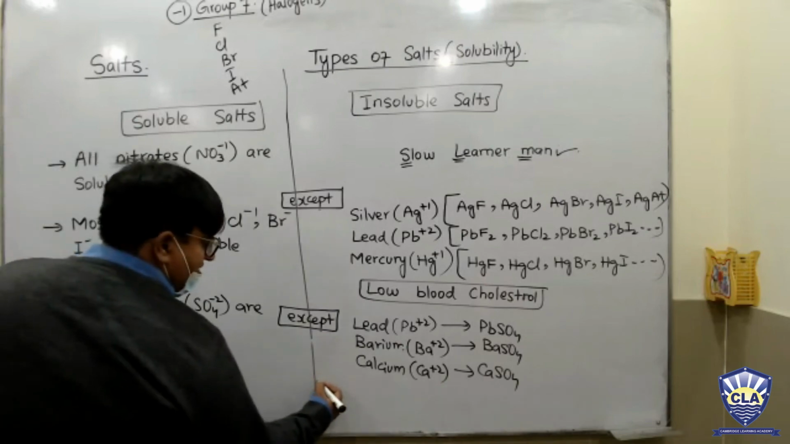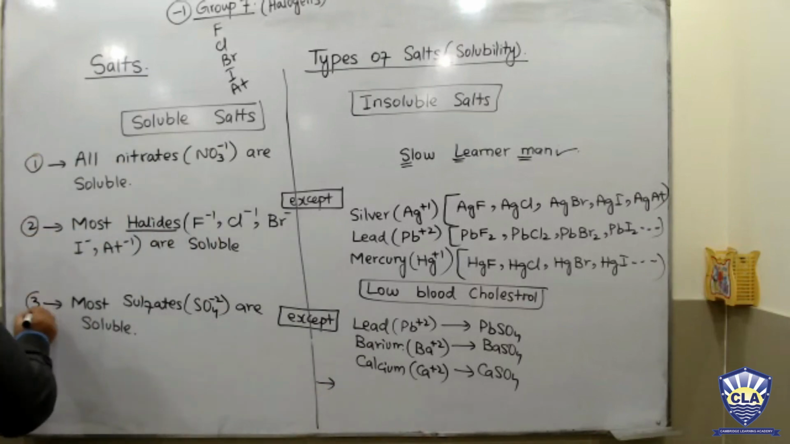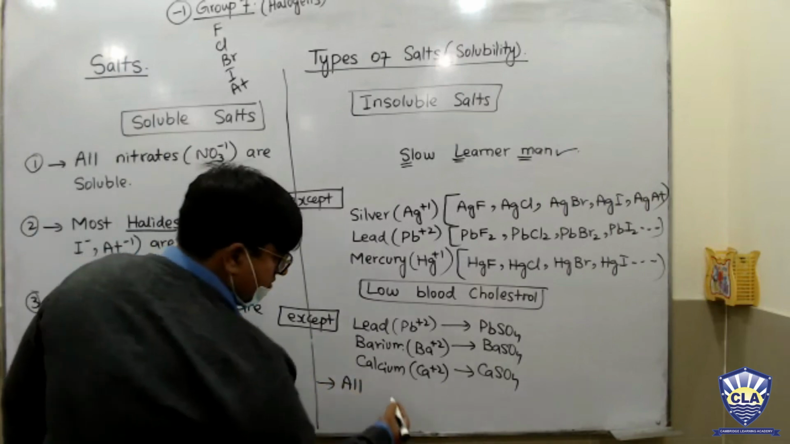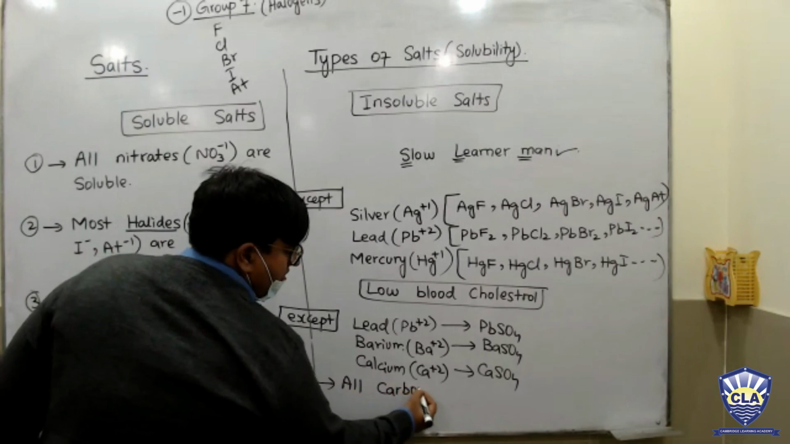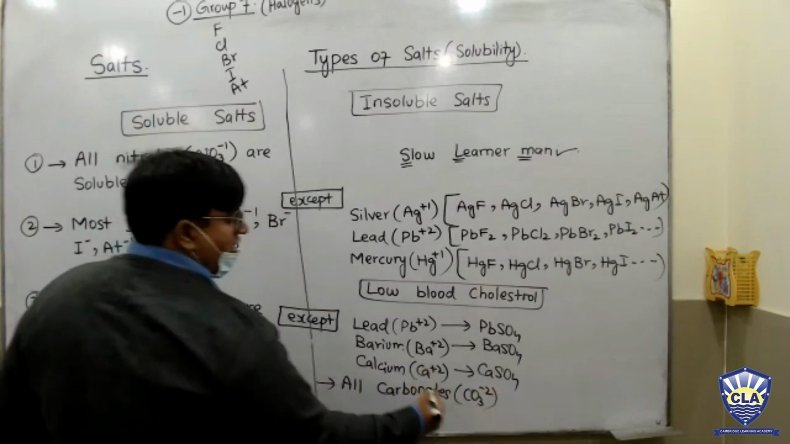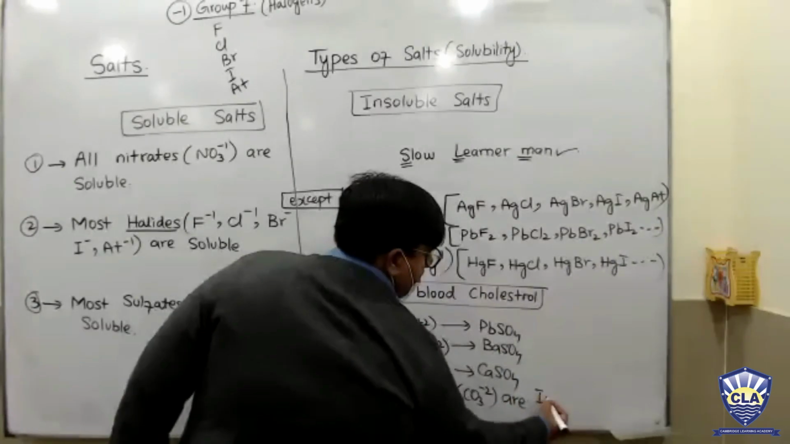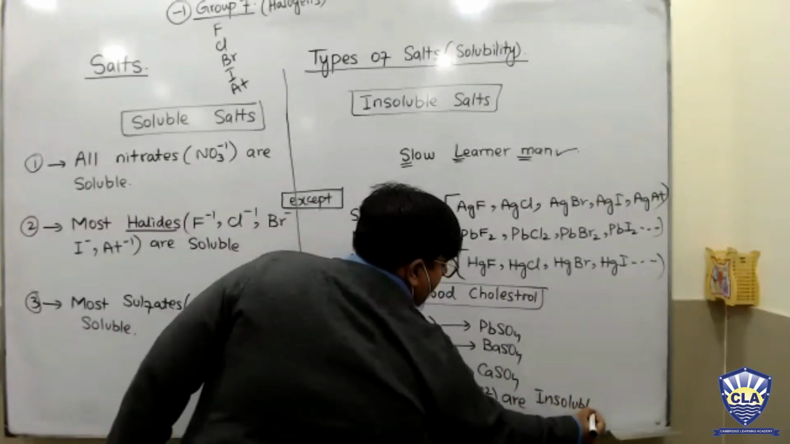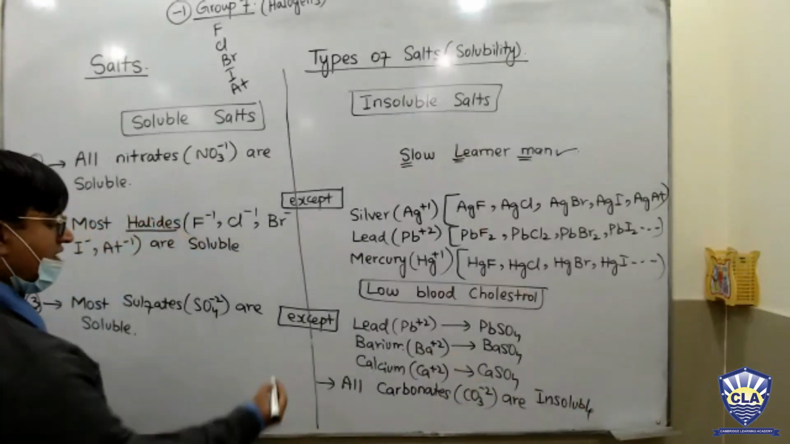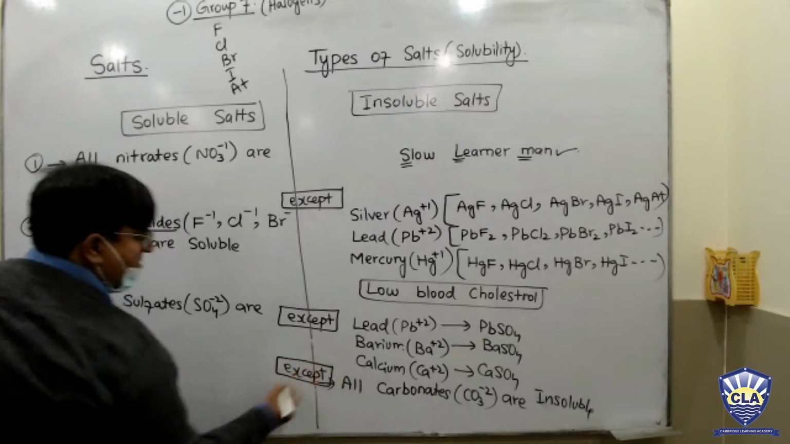Okay, the last thing: this is number 1, this is 2, this is 3. The last thing you should remember is that all carbonates have the symbol CO3 minus 2. All carbonates are insoluble. I have written them under the insoluble category. So all carbonates are insoluble. And there is an exception.